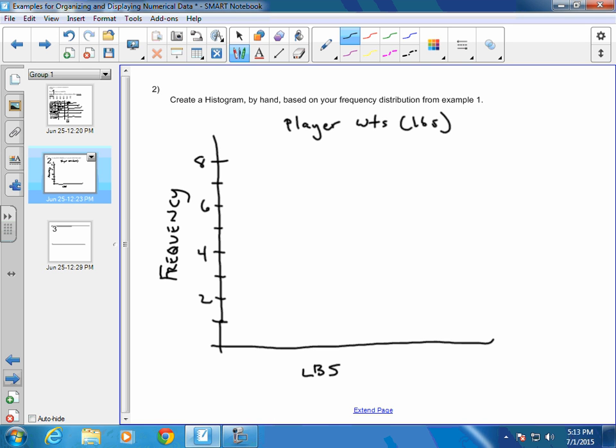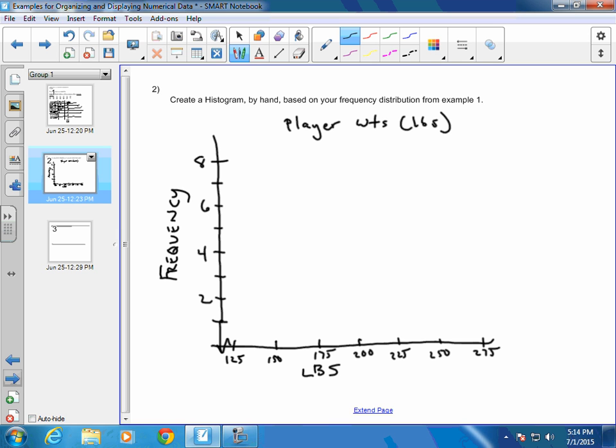Alright, so since the first class started at 125, I'm going to show this little break in the axis here because I don't want to start at 0. I want to start this at 125. And then I want to put all the other left endpoints, 150, 175, 200, 225, 250, and then finally the 275.